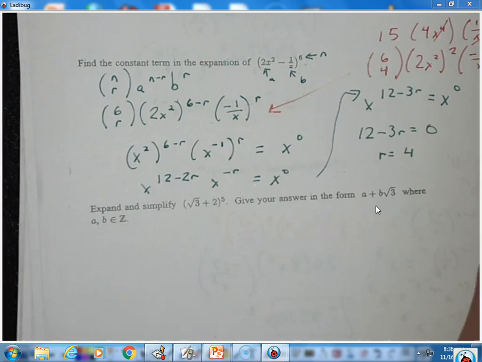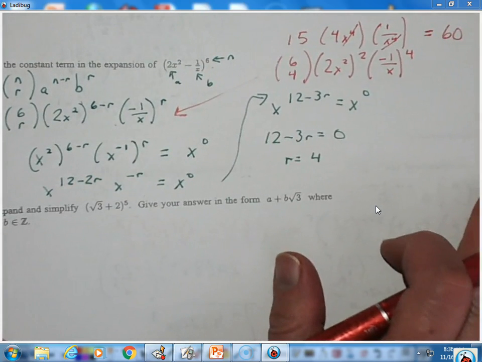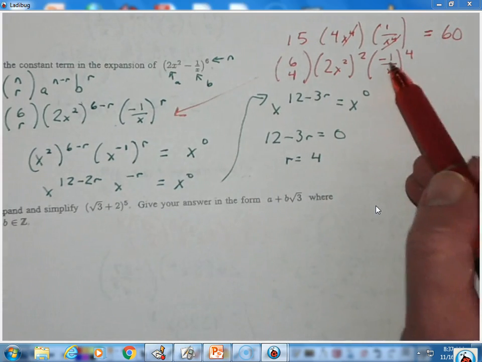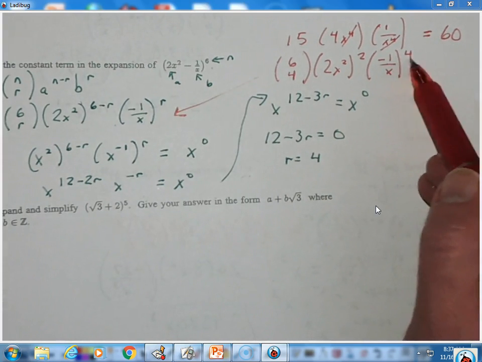Okay, so, oh yeah, sorry. So you get 60. So that is your constant term. And then we're just going to do one more, the one right after it, and then I'll let you work on the rest of them. The negative 1 was to the 4th, so that made it positive.